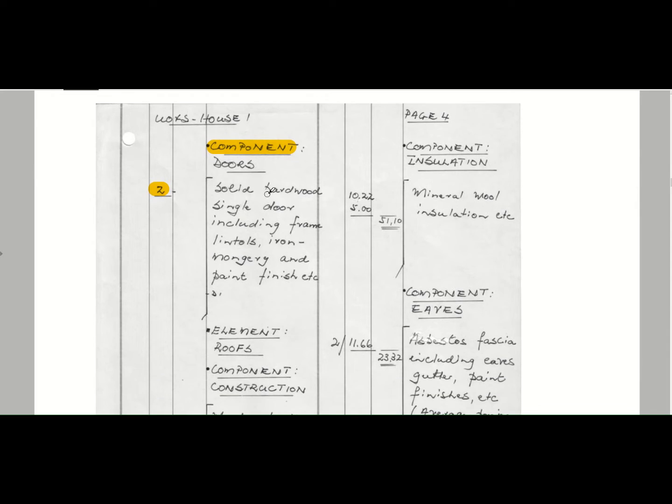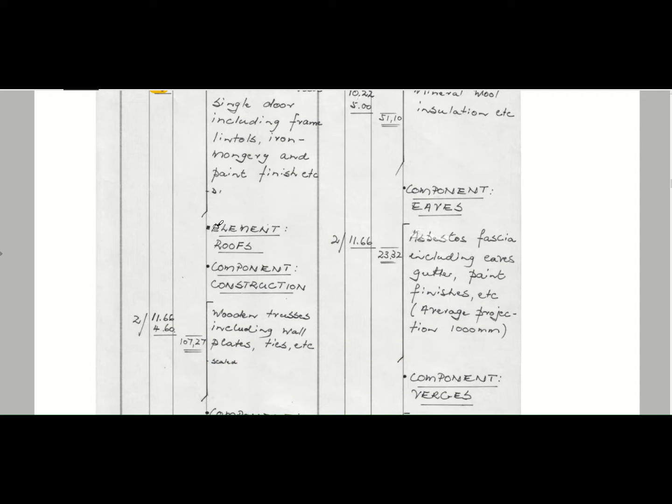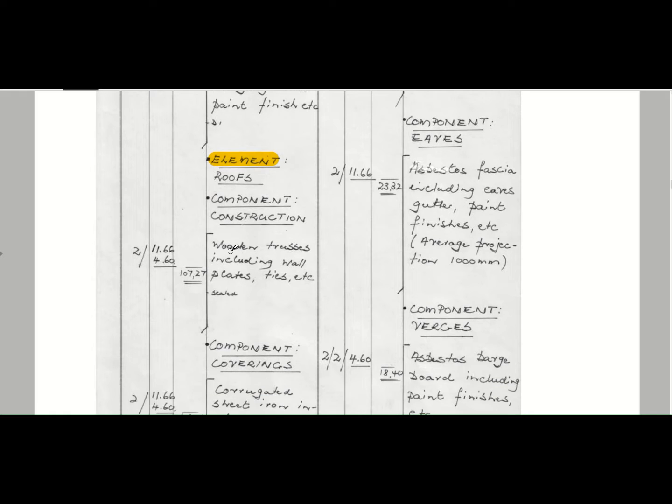Then you've got your doors, your element roofs, component construction, wooden trusses that you measure, including wall plates, ties, etc. Here they've measured it in length, and you've got 2, so you can see it's measured over the length of your roof. The main thing you need to remember here is to compare apples with apples.